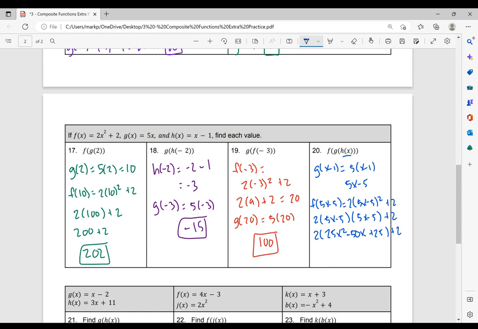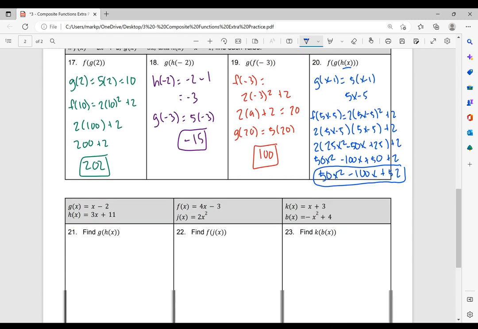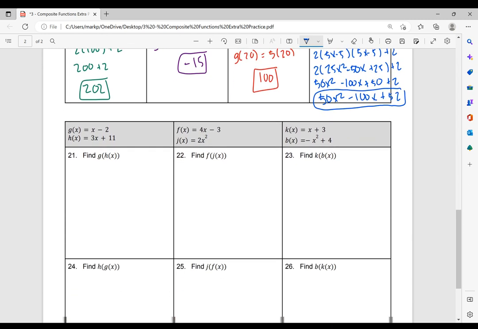We're going to distribute the 2. 2 times 25 is 50x squared. 2 times negative 50 is negative 100x. 2 times 25 is 50, plus 2. So my final answer: 50x squared minus 100x plus 52. All right, on to the next ones.